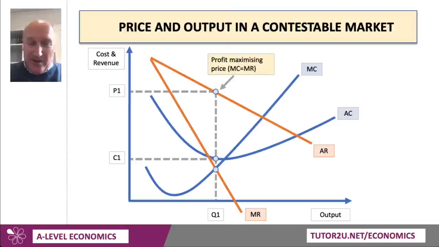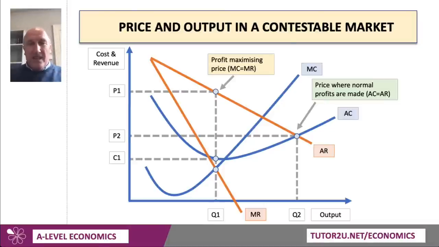A profit maximizing firm without the threat of entry can price at P1, and the output is Q1, and therefore, of course, they can make some profit. That's the profit maximizing output. However, they don't have to price there. They could, if they were a growth maximizer. Let's move to the next slide. If they're a growth maximizer, trying to maximize their market share in a contestable market, they might price at P2. That's where average cost meets average revenue.